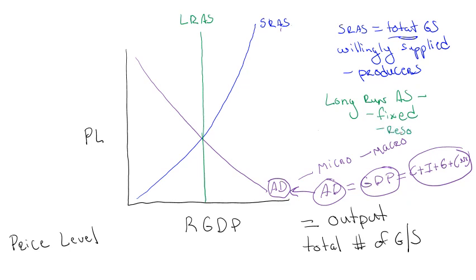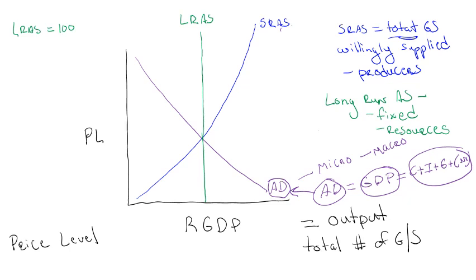Your resources. So in the long run, we can only produce a certain number of goods because our resources are fixed. So let's just hypothetically say our LRAS represents 100 resources. We only have 100 resources at this point. And so we can only produce and maintain the production level at that point in the long run because we do not have more resources.